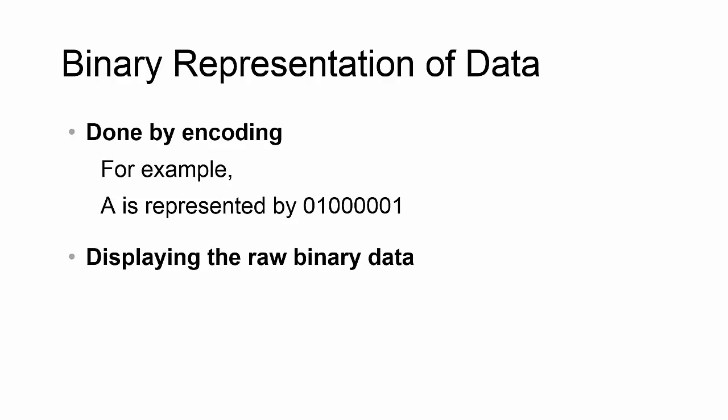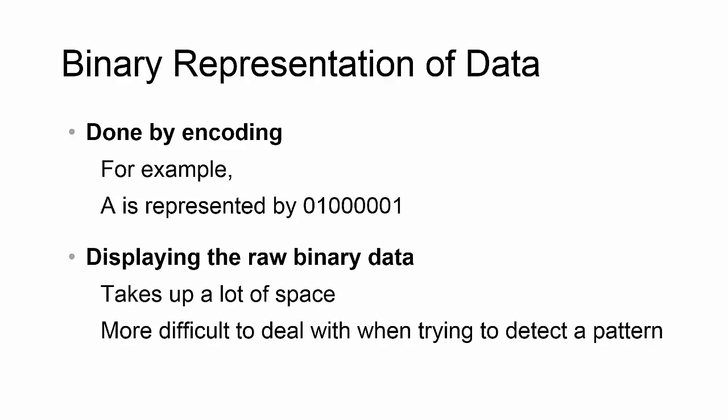displaying purposes, especially for human consumption, displaying the raw binary data is probably too cumbersome. It takes up a lot of space and it's more difficult to deal with when trying to detect a pattern. If we have a more compact way of representing the same binary number, it will be easier for humans to detect a certain pattern as an investigator. So therefore, this is why we use this hexadecimal representation of data.